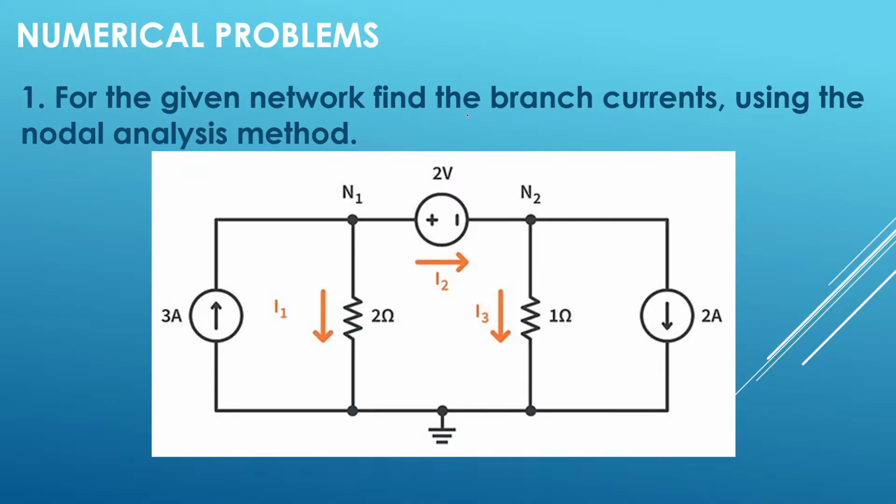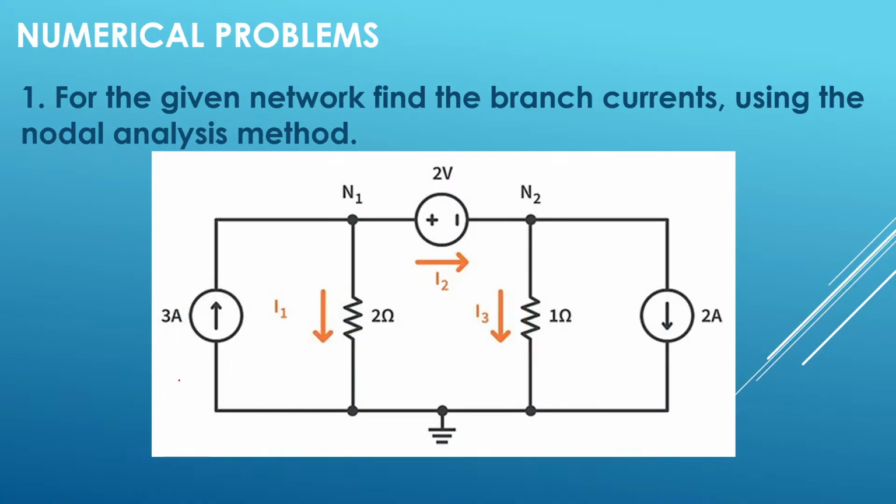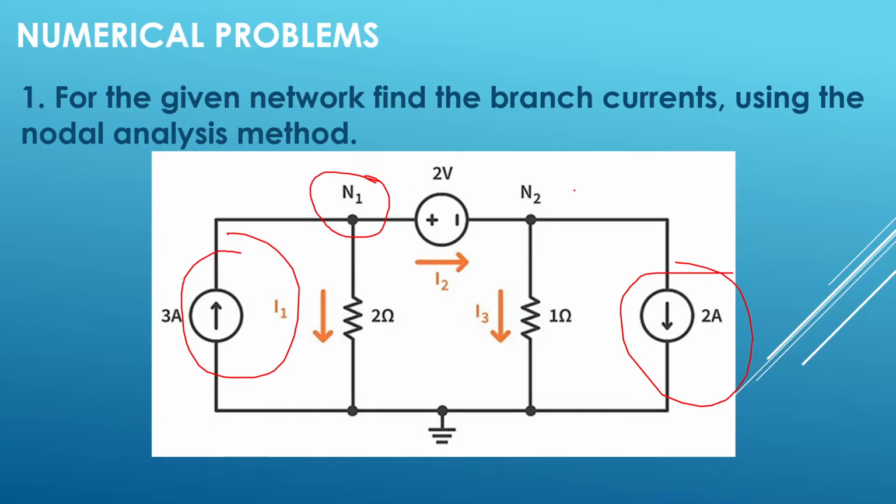Here they have asked us to determine the branch currents. Three branch currents, I1, I2 and I3, are already mentioned. They have asked us to use nodal analysis. There are two current sources, so it's very easy to apply nodal analysis to determine the unknown parameters. But there are two nodes, node N1 and node N2, and in between nodes N1 and N2, there is a voltage source.